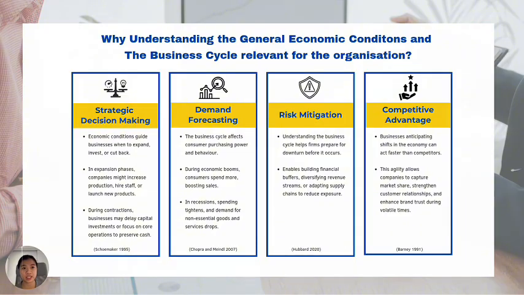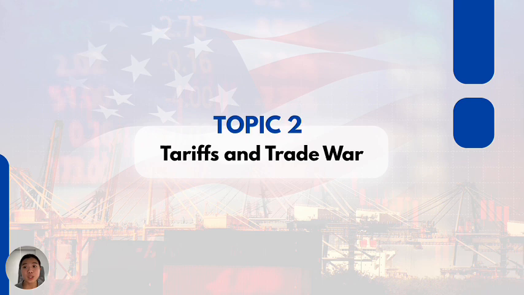So why do all businesses, especially our company, have to understand this concept? Because it helps organizations make smarter strategic decisions, knowing where to expand production or delay investment, while demand forecasting allows firms to anticipate consumer spending shifts during booms and busts. This insight also underpins risk mitigation by building financial buffers and adjusting supply chains before downturns hit. And this also confers a competitive advantage. Companies that recognize and act on economic shifts can capture market share, strengthen customer relationships, and maintain margins under volatile conditions. So that is the end of topic one.